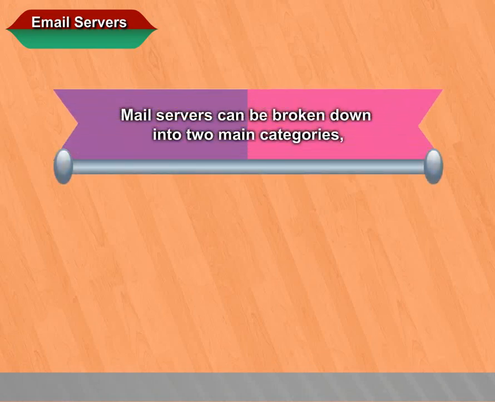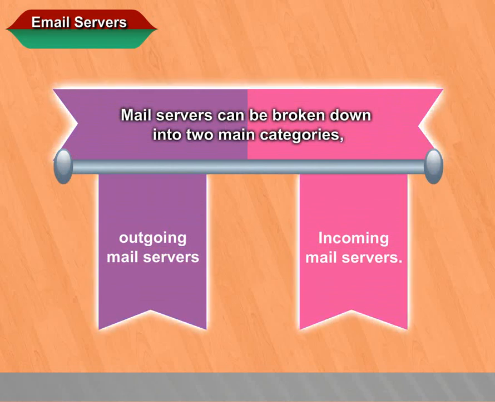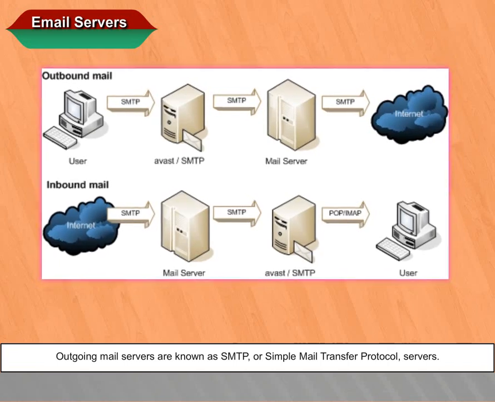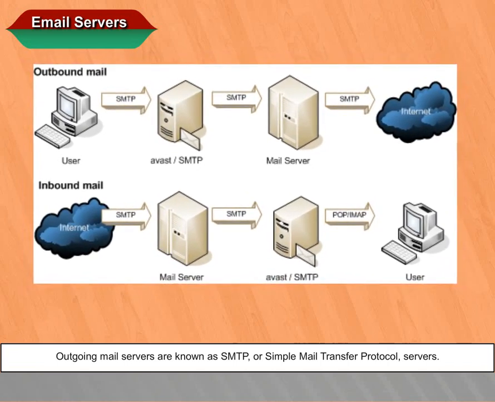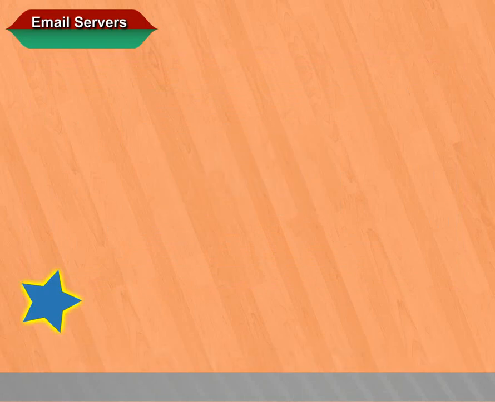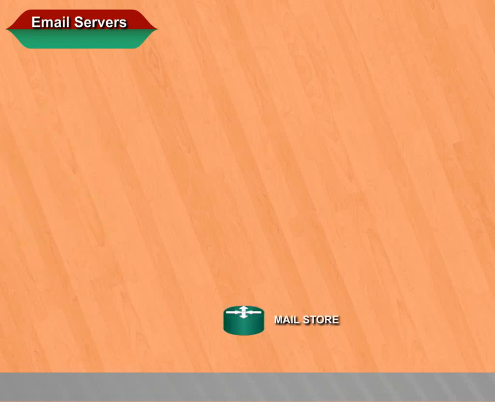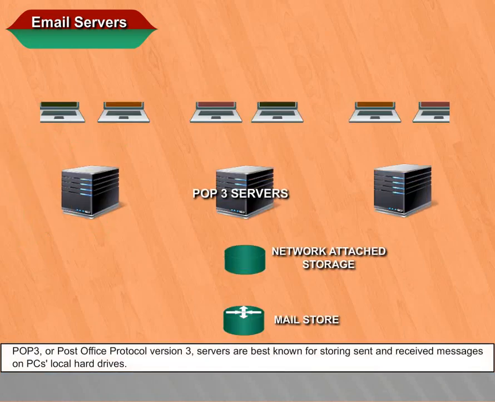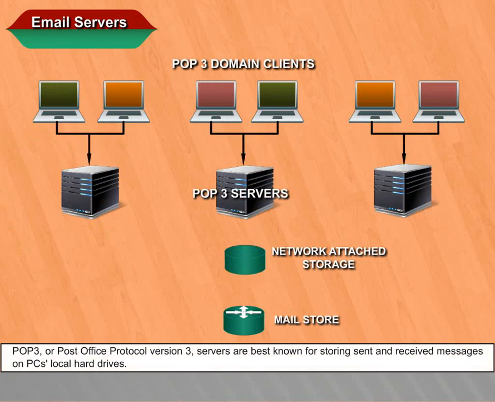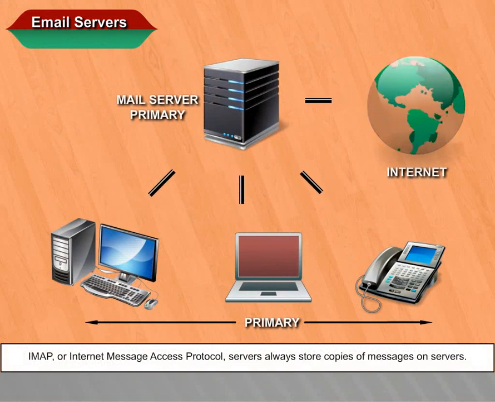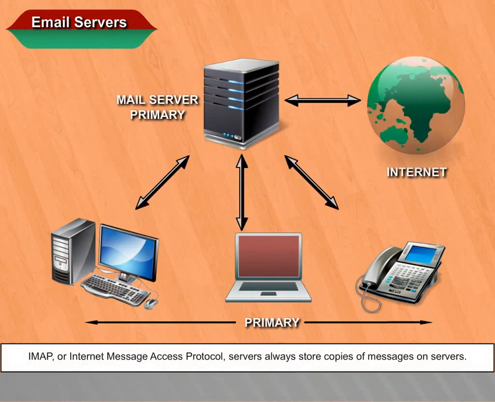Mail servers can be broken into two main categories: outgoing mail servers and incoming mail servers. Outgoing mail servers are known as SMTP or Simple Mail Transfer Protocol servers. Incoming mail servers come in two main varieties: POP3, or Post Office Protocol version 3, servers are best known for storing sent and received messages on PCs' local hard drives. IMAP, or Internet Message Access Protocol, servers always store copies of messages on servers.